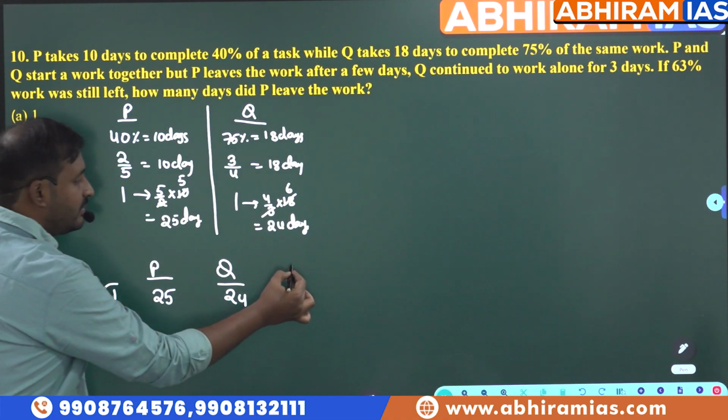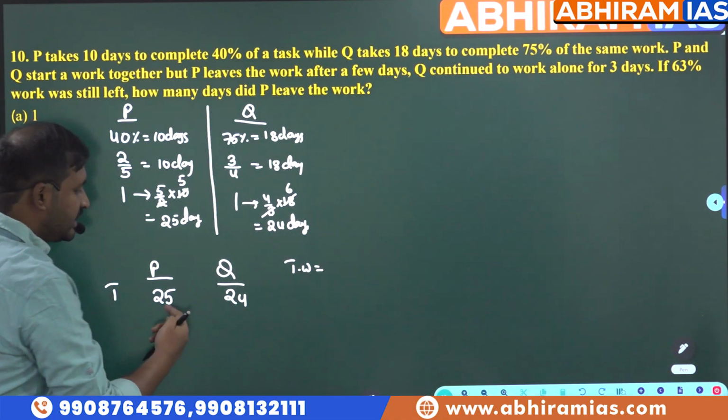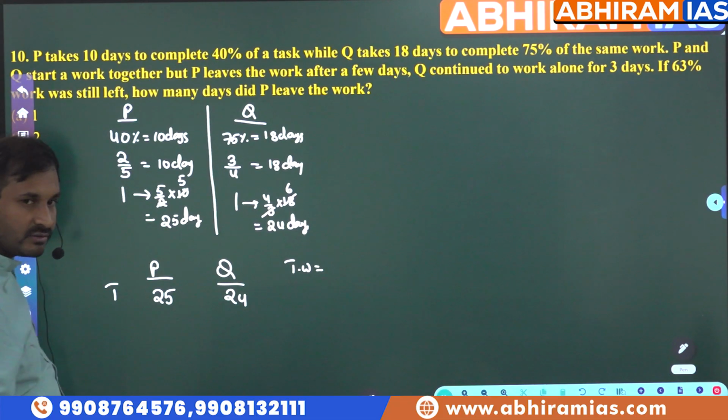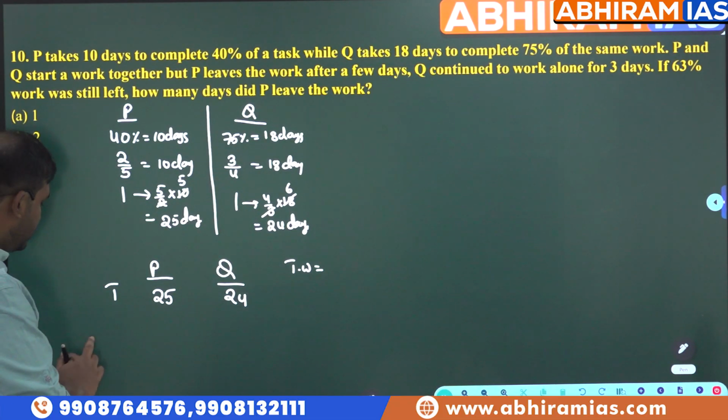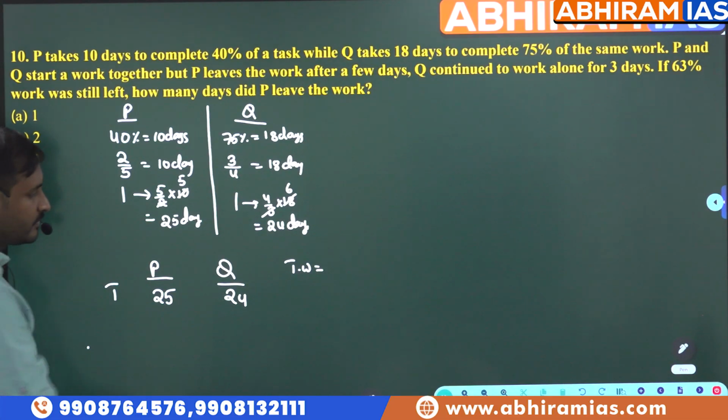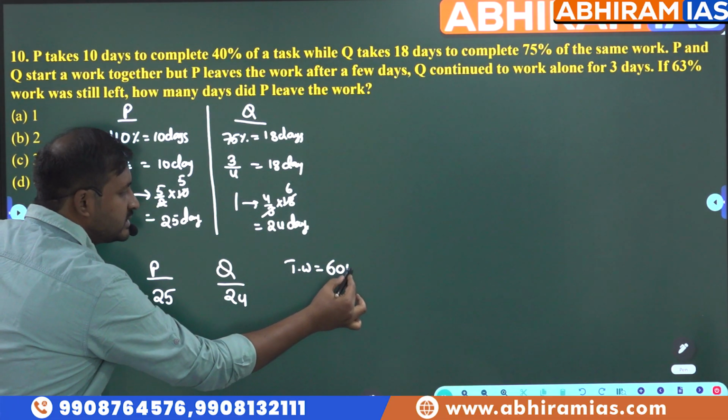Then total work will become their product. Why? Because any two successive numbers will always be co-primes. పక్క పక్కన ఉన్న ఏ టూ నెంబర్స్ కూడా ఎప్పుడు కూడా co-primes ఏ ఉంటాయండి. So 25 into 24, what does it become? 600.